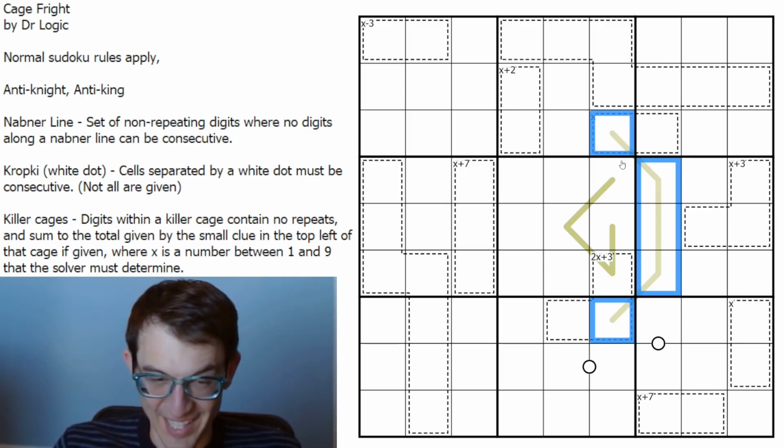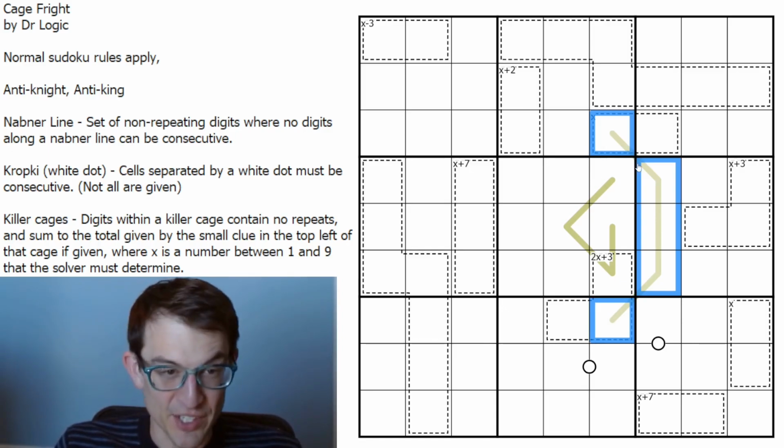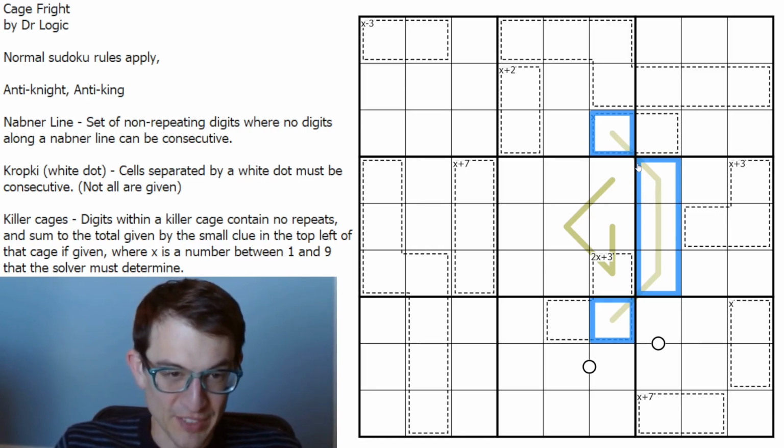And in fact, I can see right away, if you have a 5-digit Nabner line, the only way to satisfy that is to have the odd digits 1 to 9. So 1, 3, 5, 7, 9.